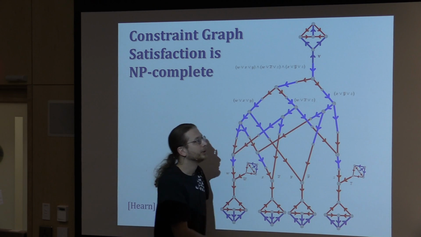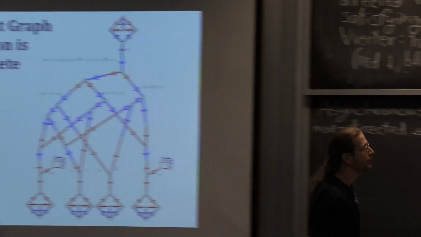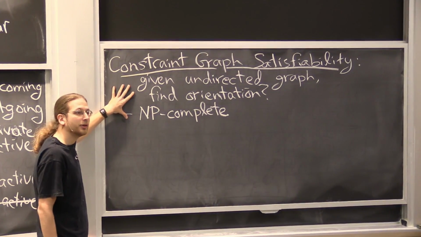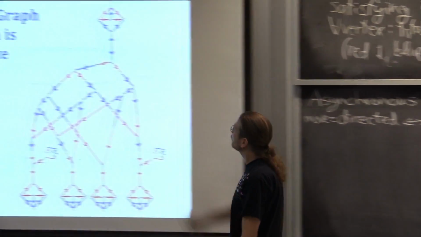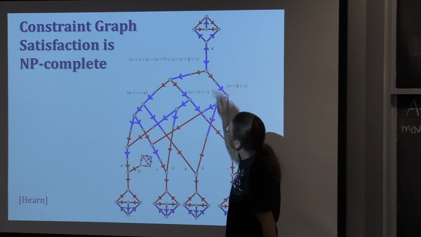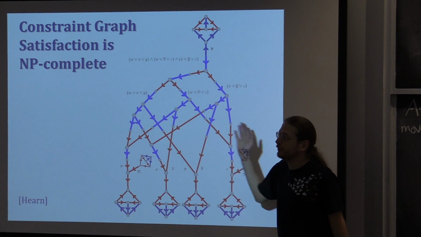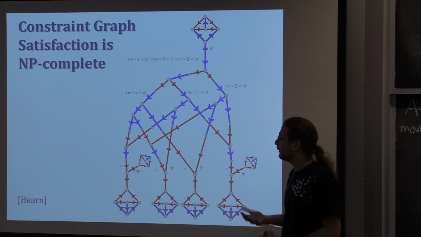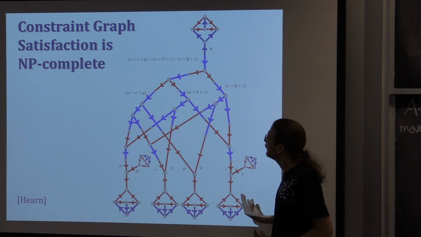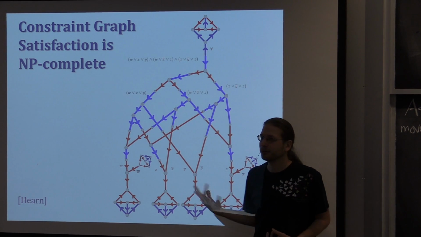So this is how we can prove that constraint graph satisfiability, finding an orientation, is NP-complete. If we use that terminator on the top, in the undirected form, this thing will force this edge to be up, which means it will force this thing to be satisfied, or there won't be a valid orientation, which means there's no satisfying assignment to that formula. So that's one way you could use the terminators. We'll use them in other ways.